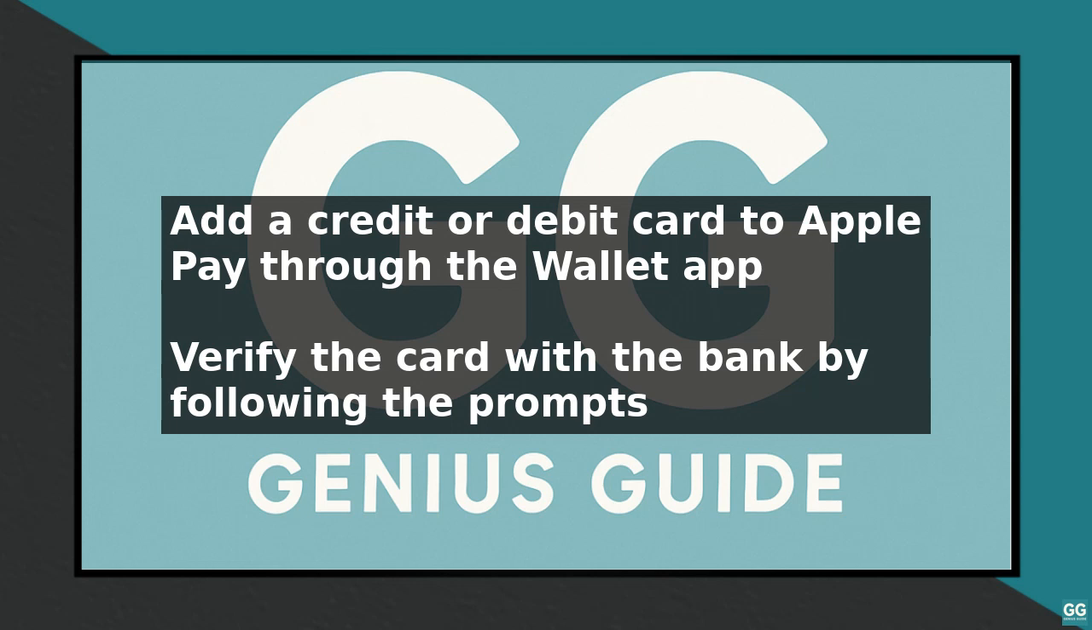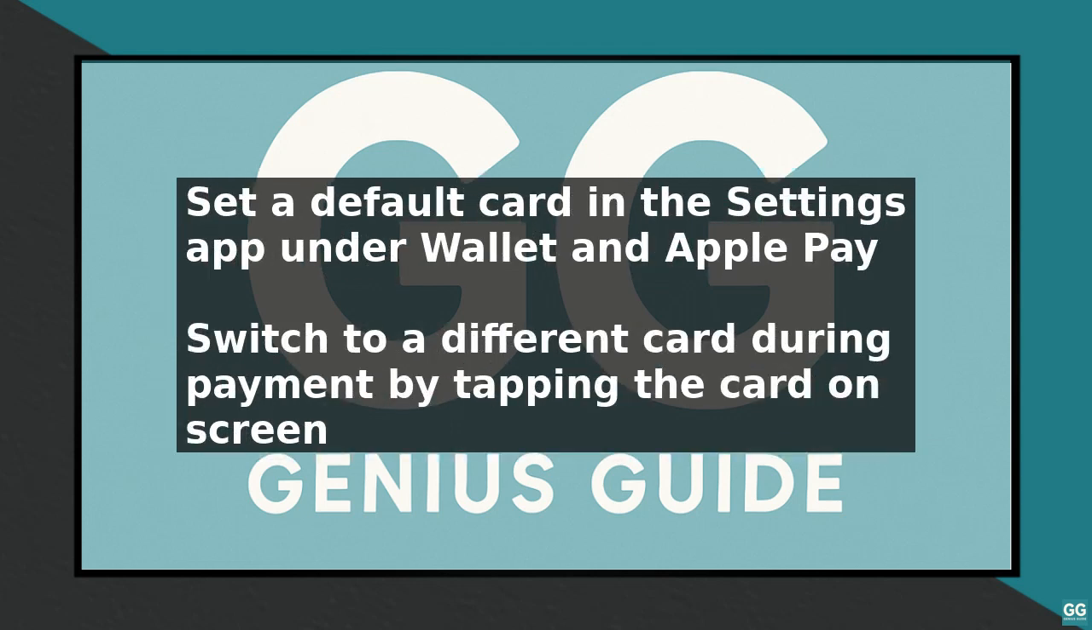When you make a payment using Apple Pay, your device will automatically use the default card. You can also switch to a different card during the payment process if needed. To do this, hold your device near the contactless reader and authenticate with Face ID, Touch ID, or your passcode on the payment screen. Tap the card you want to use and confirm the payment.